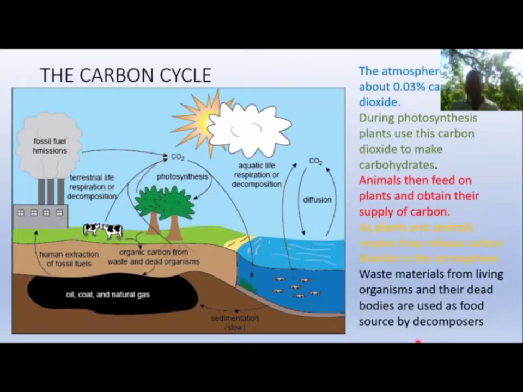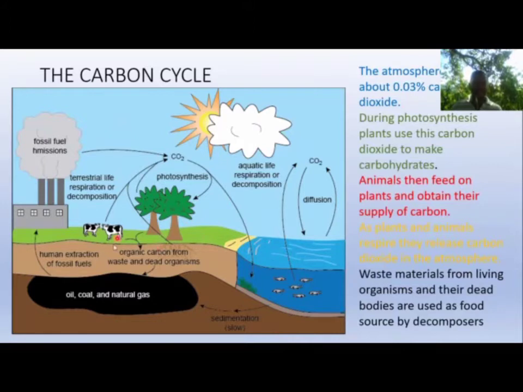Now, waste materials from living organisms and their dead bodies are used as a food source for that special group of organisms, the fungi and bacteria, and we call them decomposers. Now, when they eat that, they are going to respire and they are going to release carbon dioxide back into the atmosphere. Good. Additionally, now I'm going to show you some new things. So once you get those, now I'm going to add some things to it.